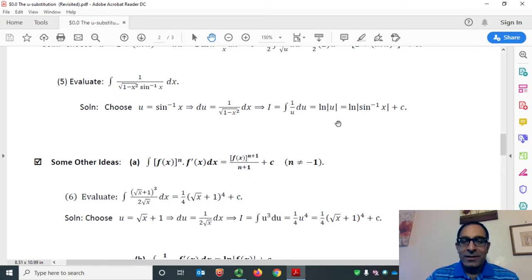Then resubstitute the variable. U is sine inverse x, so our final answer is ln sine inverse x plus c. C is constant integrations. Great. Now let's move on.